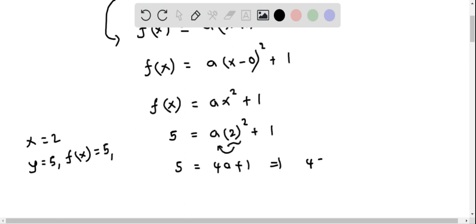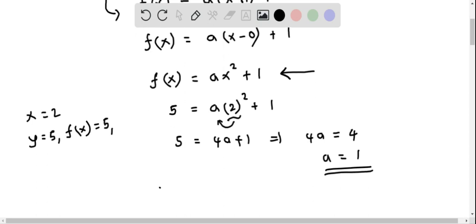And this implies we can now solve for 4a. This is by subtracting 1 from both sides. When you do that, we get 5 minus 1 is 4. Now dividing both sides by 4, we get the value of a = 1. So we have determined the value of a, and that means we can plug it into the quadratic function, which is in the vertex form.